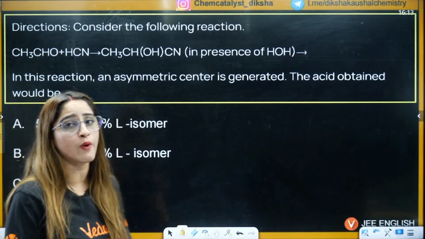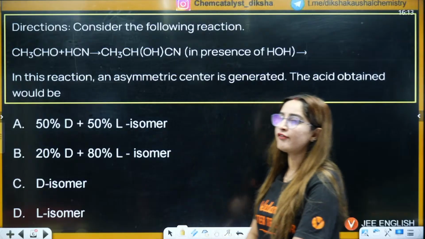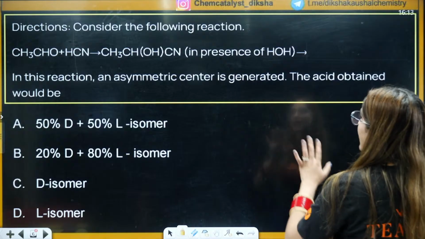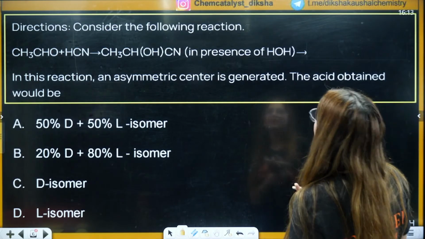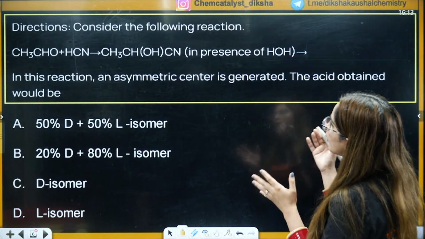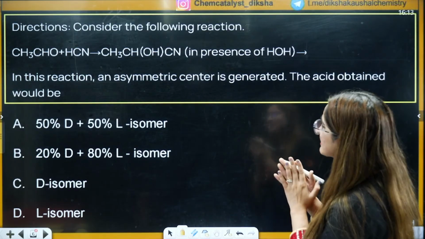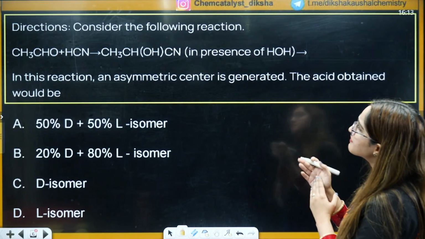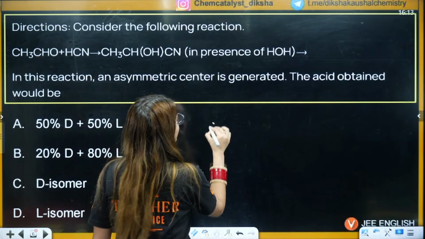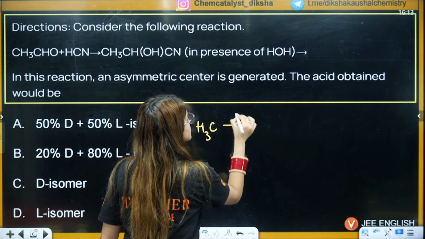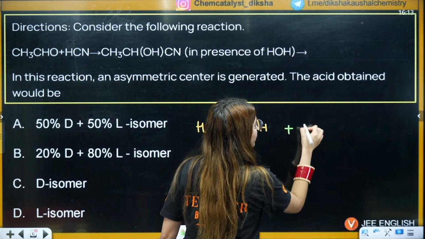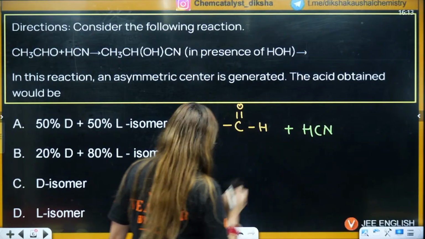And here the first question on your screen is, directions, consider the following reaction. So this reaction is given to you. Here what they have given is CH3CHO and HCN. In that you have added HCN to CHO, and you have CH3. Okay, so basically what we have is cyanohydrin. So here you have CH3, right? This is C double bond O, this is H, right? And here what you're adding is H positive, CN negative, right?